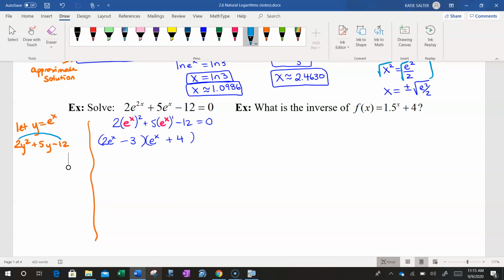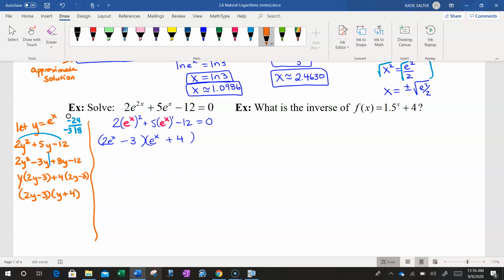If we do use the long method, 2 times negative 12 is negative 24. The numbers that multiply to negative 24 and add to positive 5 would be negative 3 and 8. So we would then break this up. That is 2y squared minus 3y plus 8y minus 12. And then we would use grouping. The first two terms right here have a y in common, and we're left with 2y minus 3. The next terms have positive 4 in common, and we're left with 2y minus 3. So our common group is 2y minus 3, and our other group is y plus 4.